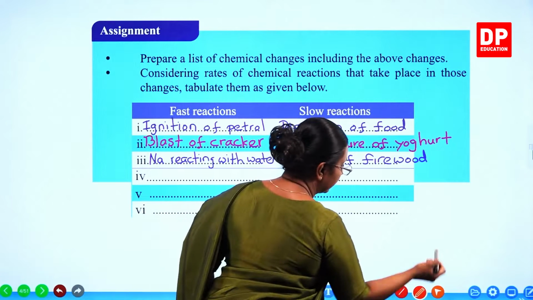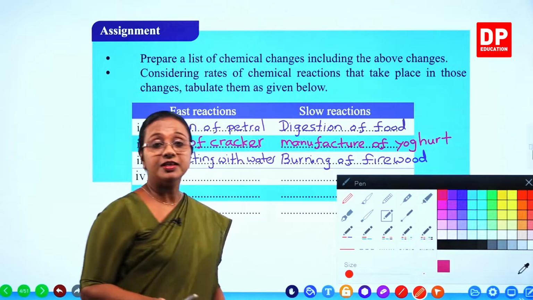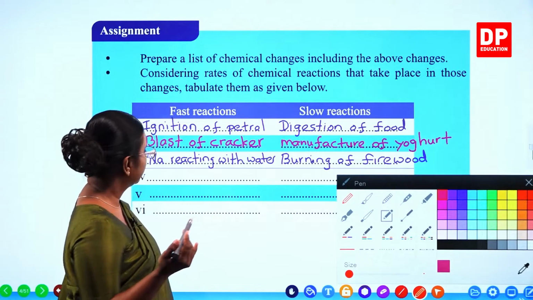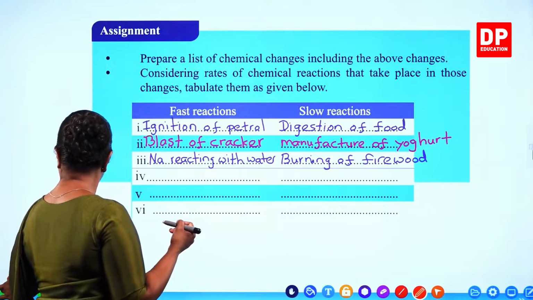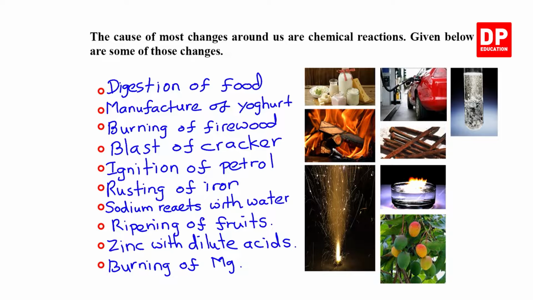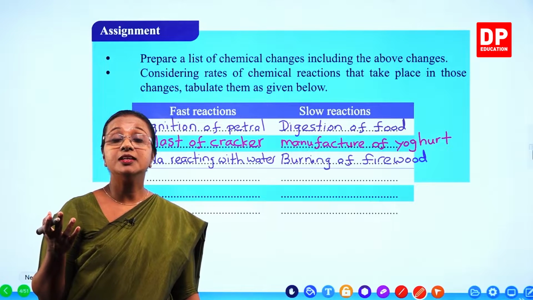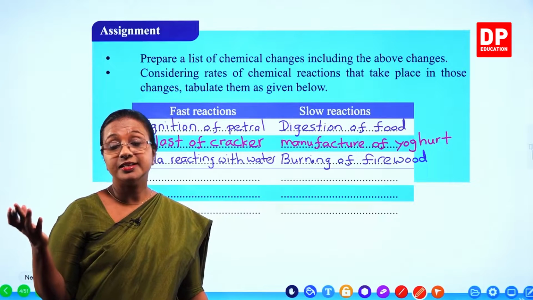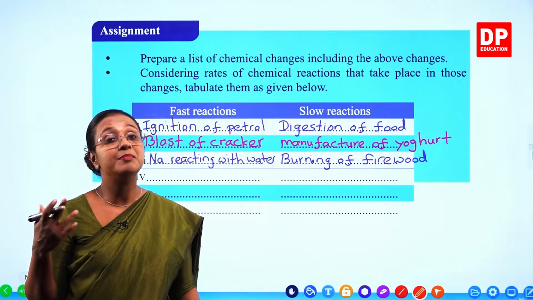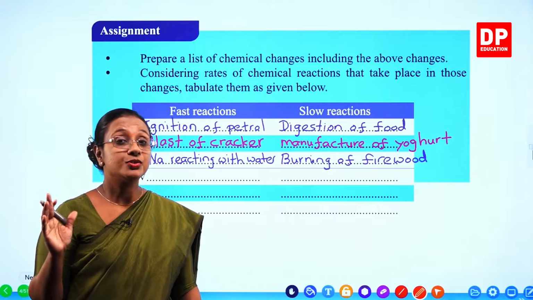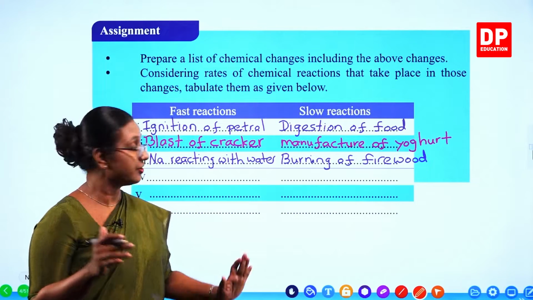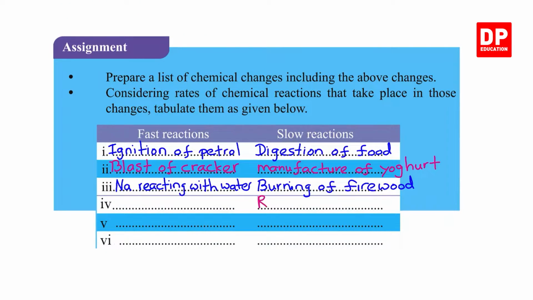Then on this side, we will have the next reaction. One thing we saw, reaction of sodium with water, and rusting of iron. Rusting of iron takes either days or months. It depends on the quality of iron. So there it is a slow reaction, rusting of iron.